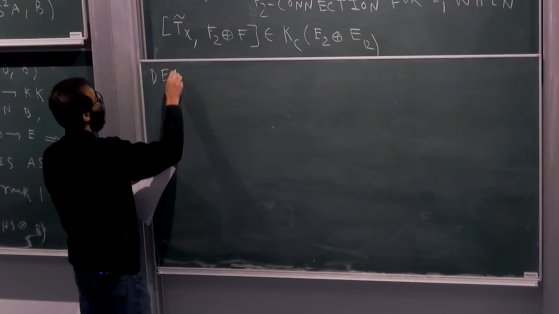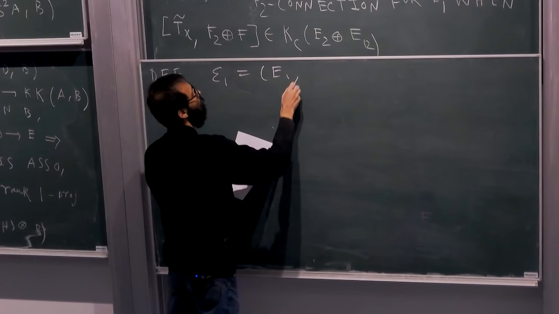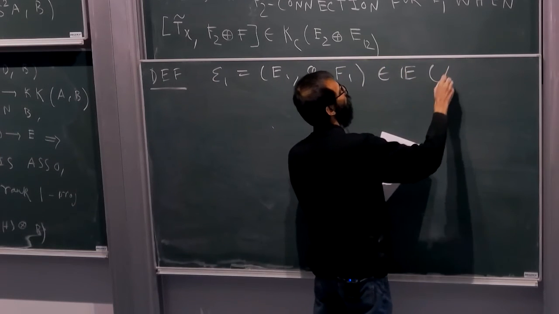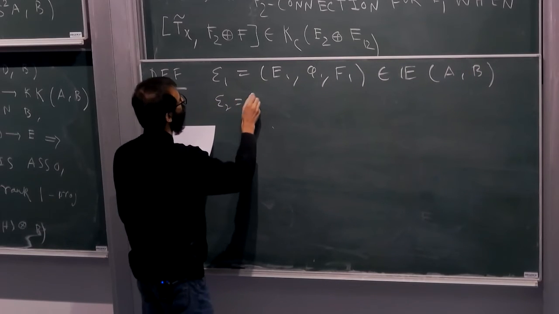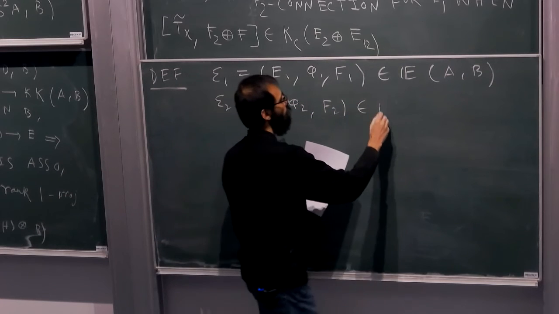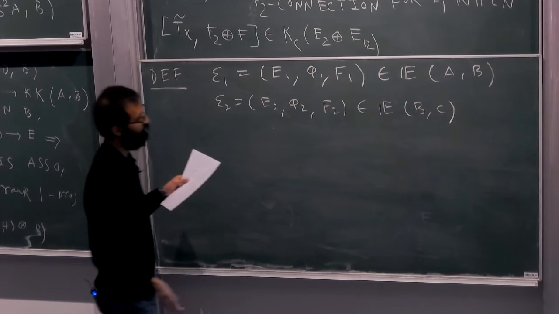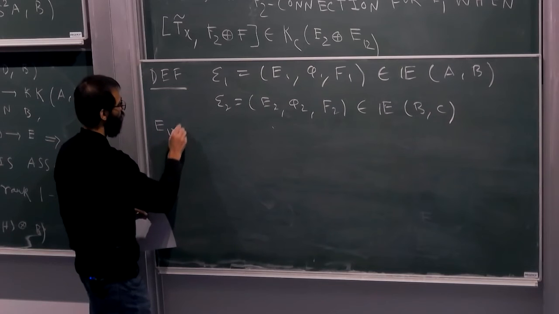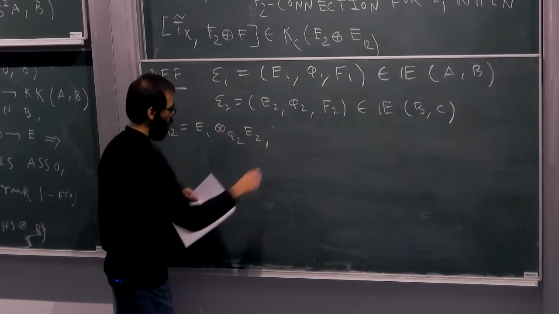So now that we know connections exist, let us take two Kasparov modules, a Kasparov AB module and a Kasparov BC module, as usual.